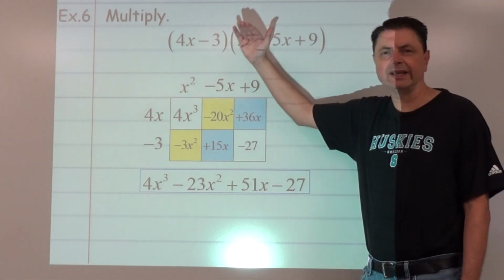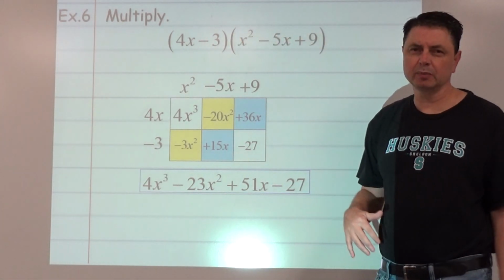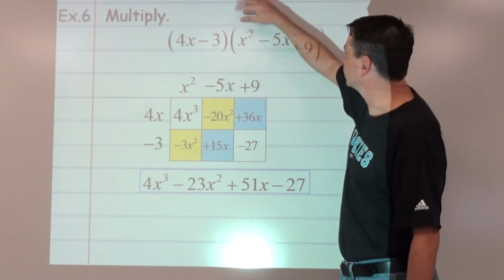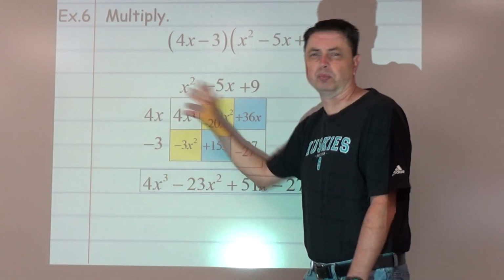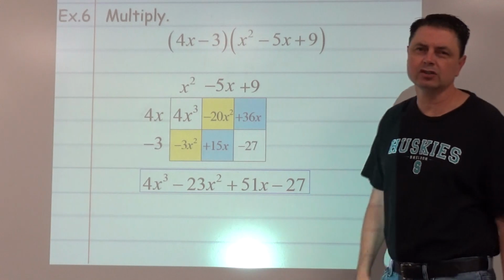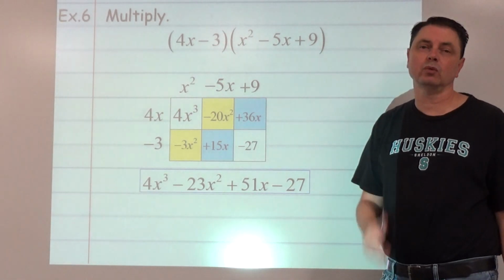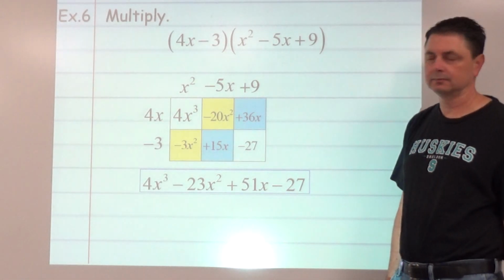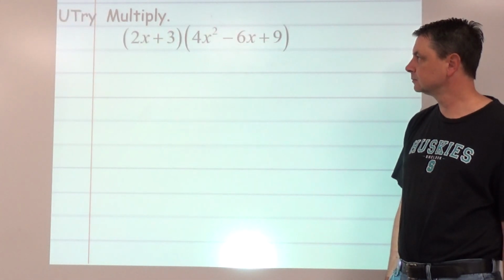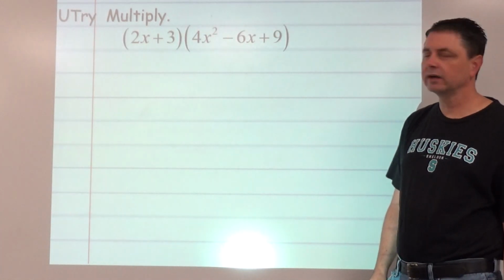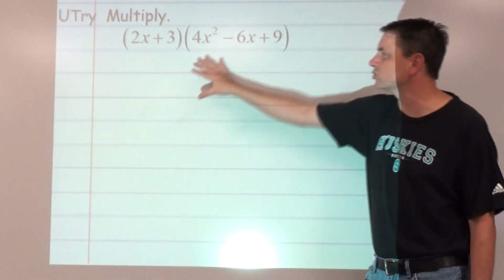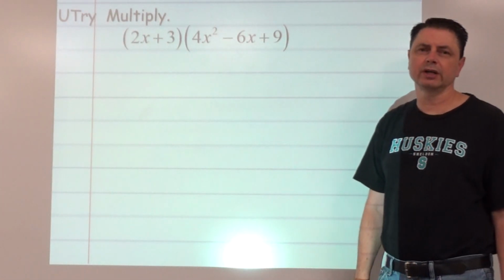So at this point, it's really just going to say multiply. So if you want to just do the distributing, that's fine. If you prefer the box method, that's fine. Just go with what makes more sense to you and where you're more successful. So pick the method that you like best. Go ahead and try this one. Pause the video here.